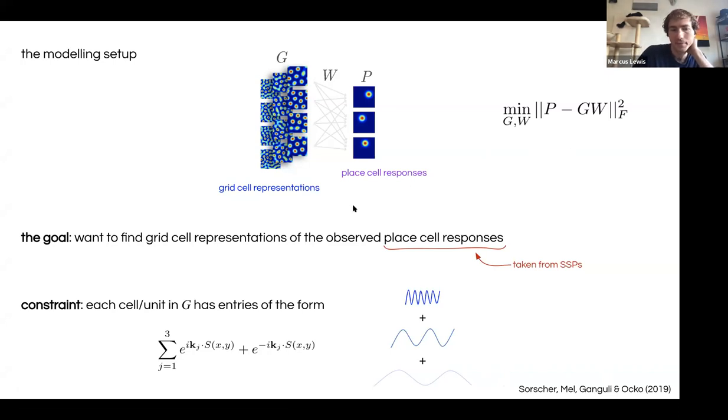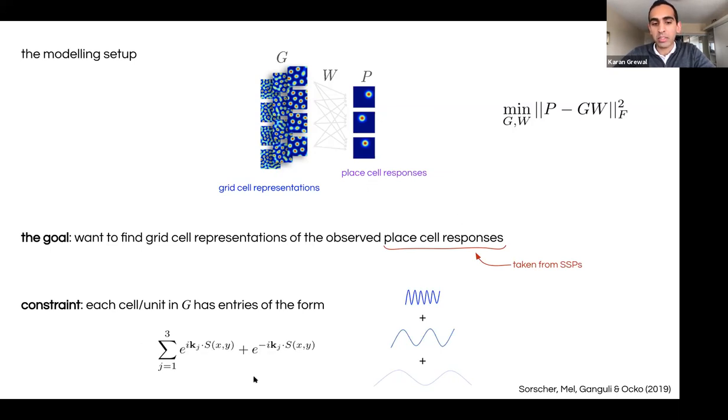Okay, cool. So when they wanted to come up with these representations in this layer G here, they had a constraint, and that was that the activation values of these units would take on this form. What we have here is basically a sum over three terms. There are these three, what they call plane cells. It wasn't exactly clear how these plane cells are derived, but they have three different plane cells. And it also takes as input the SSP, the spatial representation, which is the observation here.